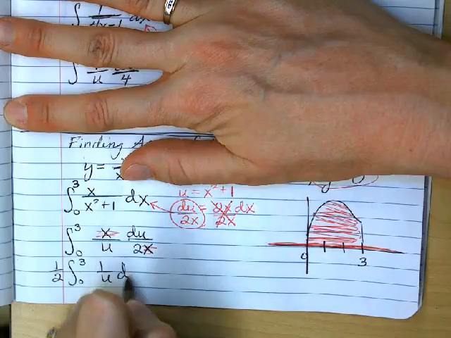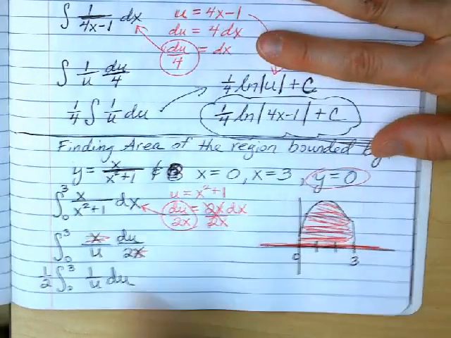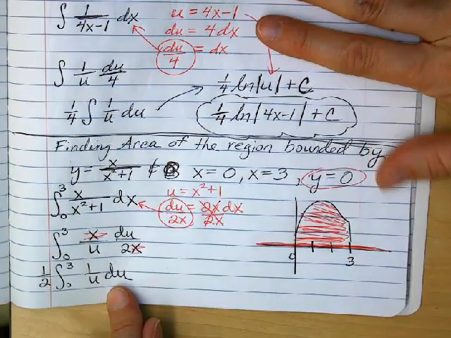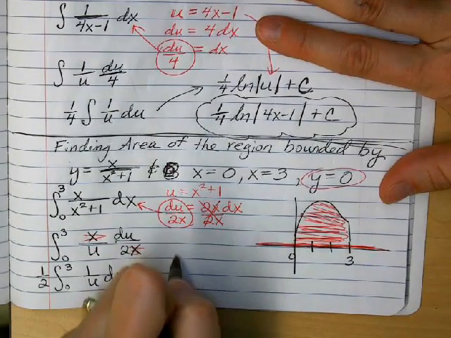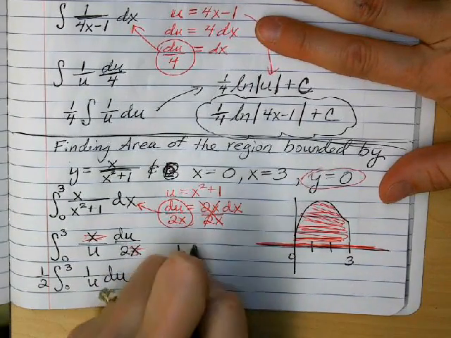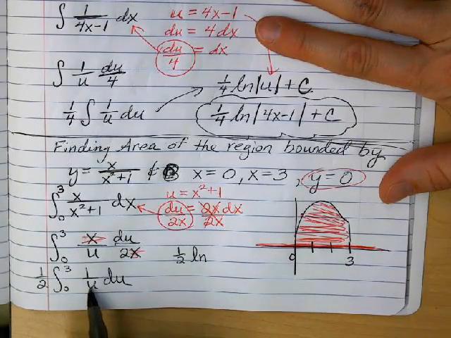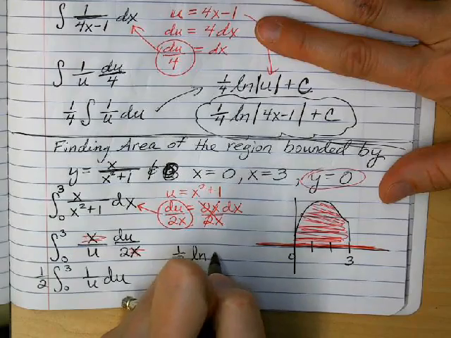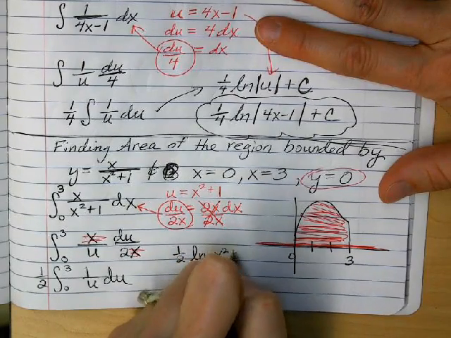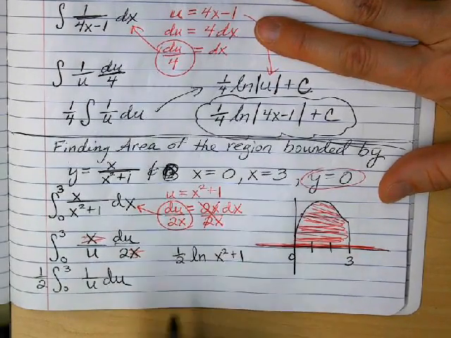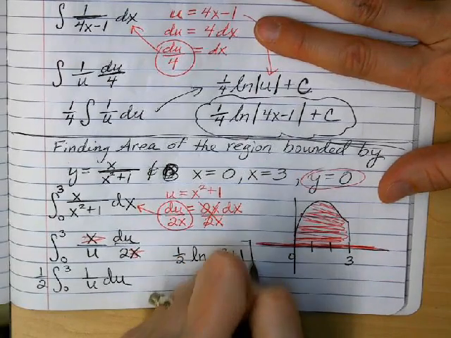Okay, so what's the integral of 1 over u du? We got 1/2 natural log of u. Okay, well, what was u? You need to put that back in, x squared plus 1. Natural log of x squared plus 1. Now you evaluate that from 0 to 3.